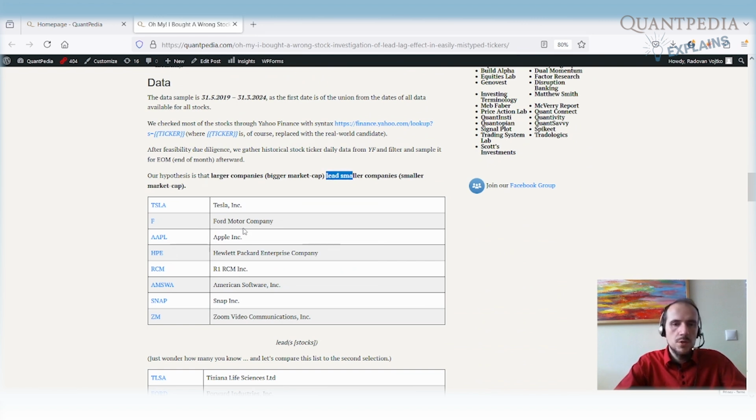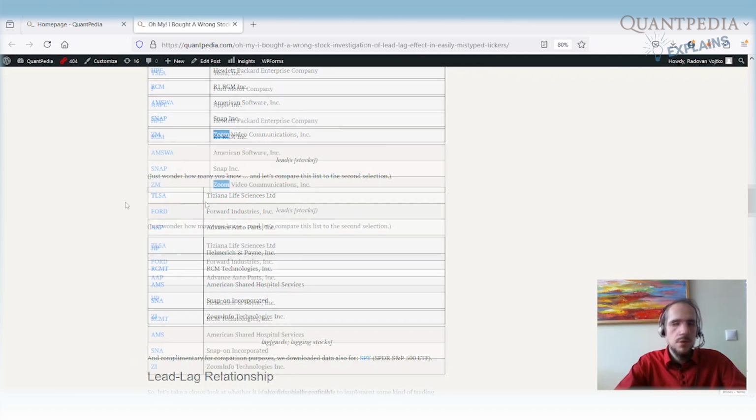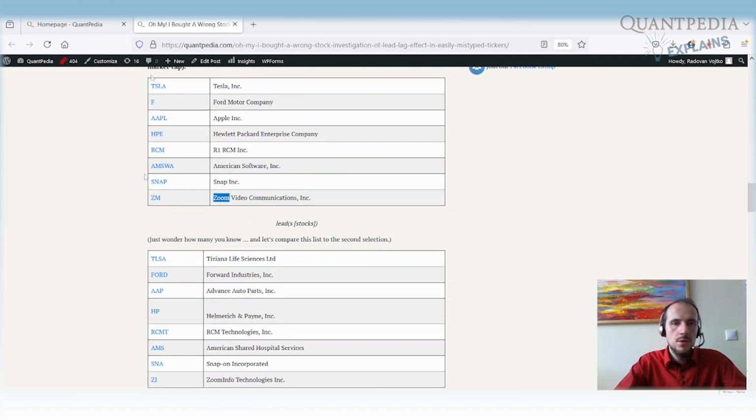Among the larger companies are well-known names like Tesla, Ford, Apple, Hewlett-Packard, Snap or Zoom. Then we have the lagging stocks, or the stocks that should follow the leading stocks. They have very similar tickers, but they are different companies. So for example, for TSLA we have Tesla, and for TLSA we have Tiziana Life Science.